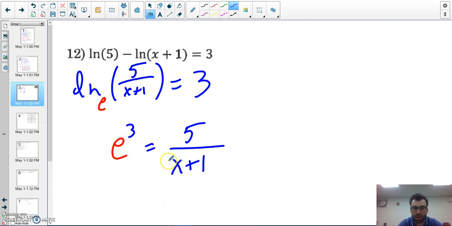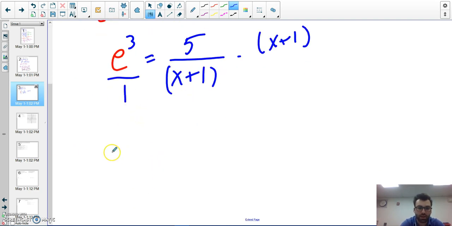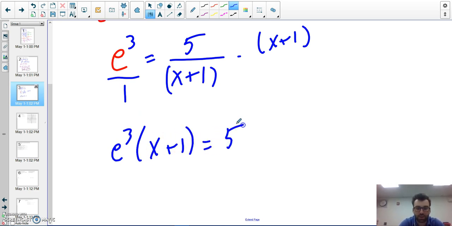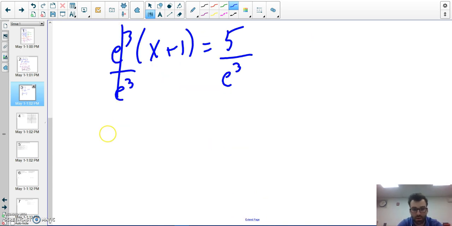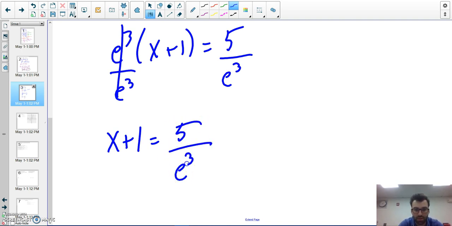You can think about this two ways. I can multiply both sides by x plus 1, or I can think about this as being over 1 and cross multiply. Either way, I do e to the third times x plus 1 equals 5. I could distribute, but that would make for something messy. Divide both sides by e to the third, and I'm going to leave this in exact form until I show you my answer. And I have x plus 1 equals 5 over e to the third.